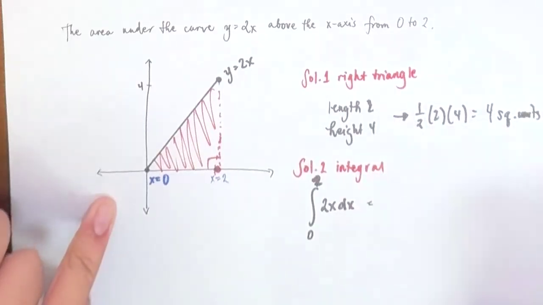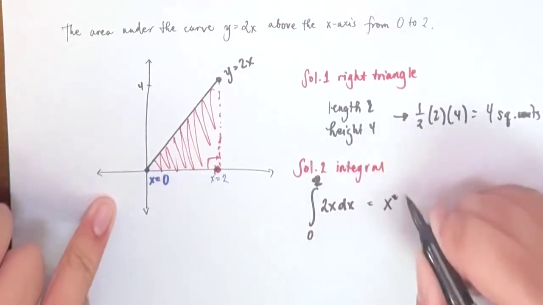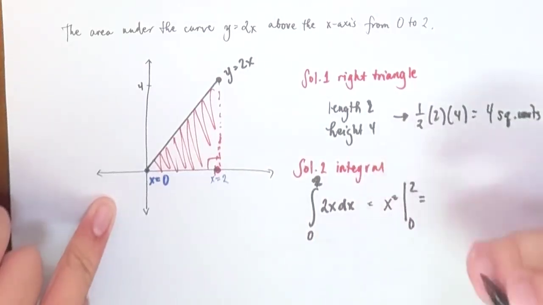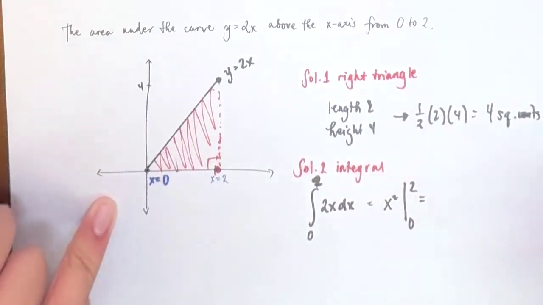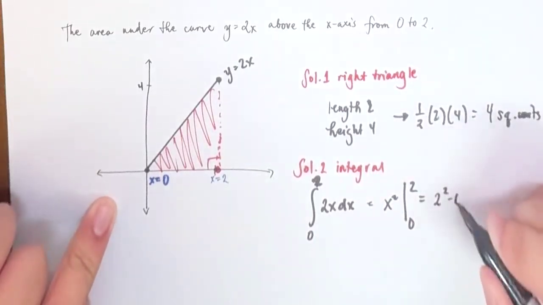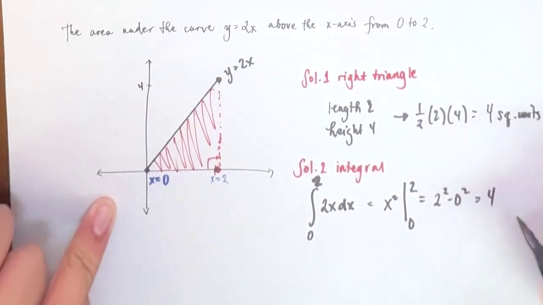This is not a hardship. The integral of 2x is just x squared. And we're evaluating it from 0 to 2, which is equal to 2 squared minus 0 squared. So that's 4 minus 0, 4.